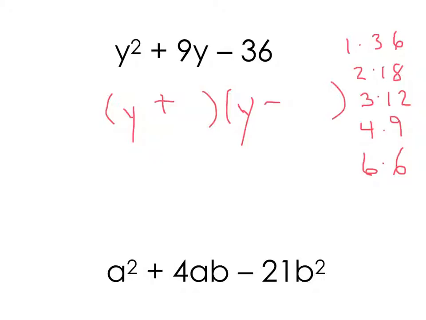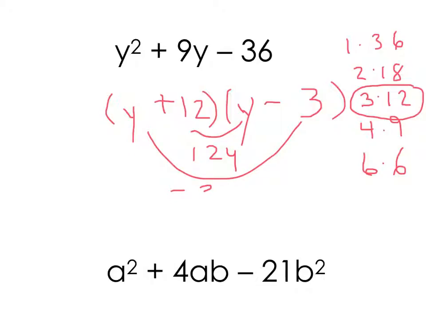Which one of these, if you put them in, will give you 9y in the middle? And because one's a plus and one's a minus, you're looking for the factors that you subtract and get 9. We need the 3 and the 12. It's a positive 9y. So which one is negative, the 3 or the 12? You want a positive 9y, so you need a positive 12y minus 3y to get your positive 9y. So that's our answer.